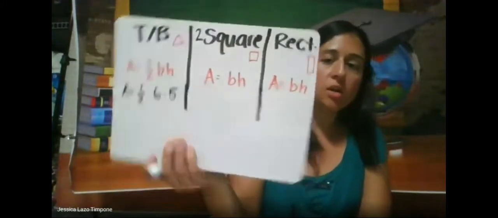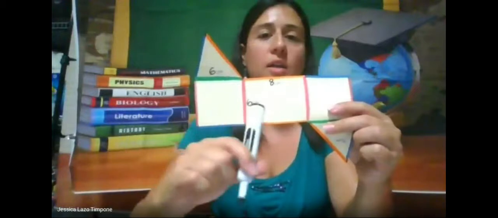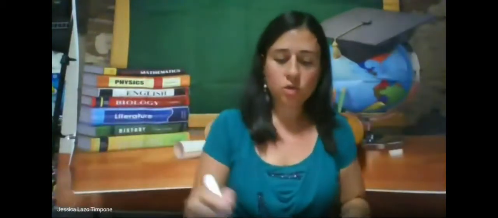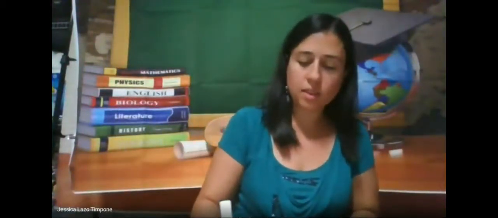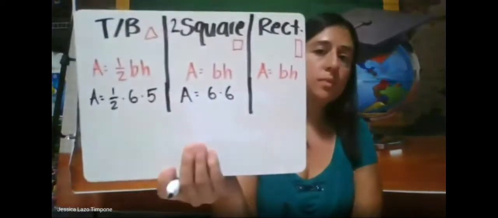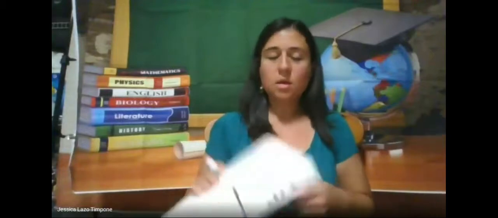And the squares are 6 times 6 because they share this right here and this right here. So for the squares, write area equals 6 times 6. And then the rectangle is going to be 8 times 6. So write 8 times 6.